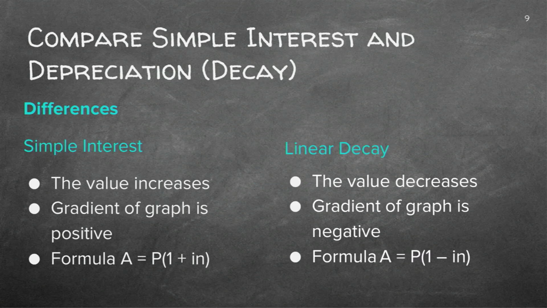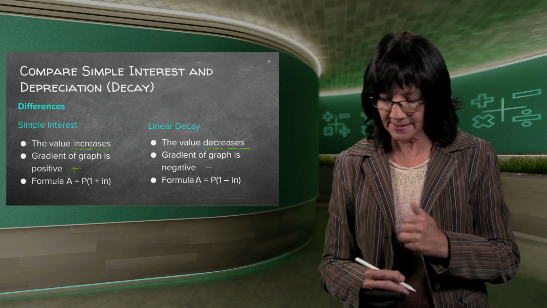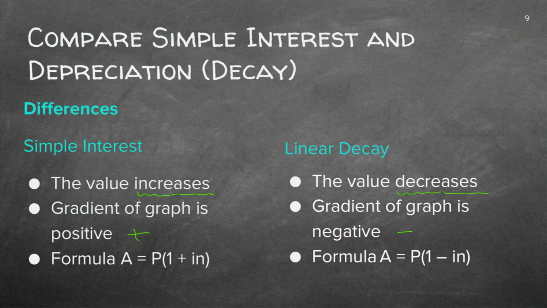So let's look at the differences. The value increases if it's simple increase. The value decreases if it's linear decay. So it's the same formula, but for interest, because I'm investing, my value increases. Because it's depreciating, it becomes less. The gradient of the graph is positive, so we'll just do a plus there. The gradient of the graph is negative. You saw just now it goes down, down, down because it's declining, decreasing, decay, all with a D. That's how you're going to remember it. So there's the formula for simple interest. There's the formula for simple decay.